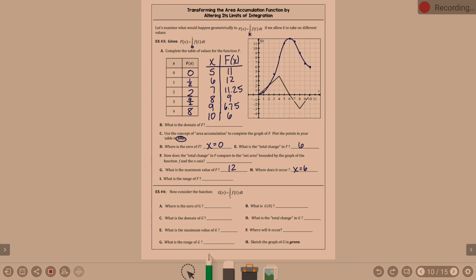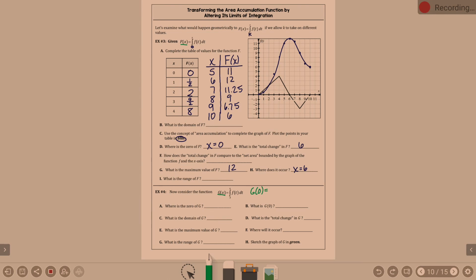So, example 3, review, because example 4 is based on example 3. Example 3 was the integral of f of t dt from 0 to x, okay? Now, we're going to consider this function, the integral of f of t dt, but from 3 to x. We're not going to do an xy chart like we did before. We're going to relate our g of x values to f of x. I'm going to start off with our first value by plugging in 0.